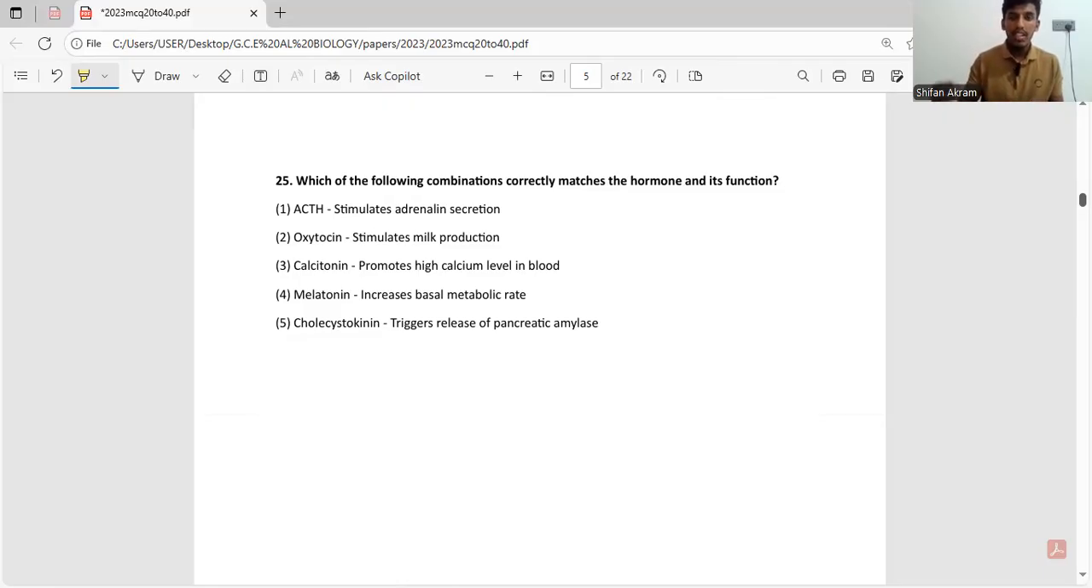And fifth one, we have cholecystokinin. Cholecystokinin triggers the release of pancreatic amylase. Okay, this is correct. Why? Because cholecystokinin is a hormone that is secreted by the small intestine. What it does is trigger the release of pancreatic juice from the pancreas. Now, this pancreatic juice contains a lot of enzymes, and pancreatic amylase is one of those in the pancreatic juice. That statement is correct.